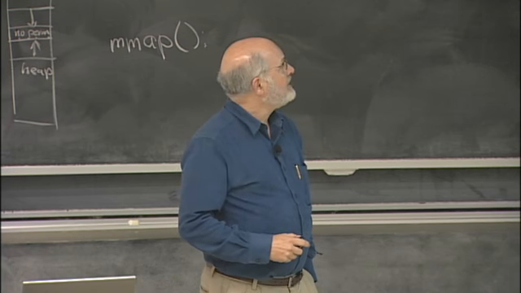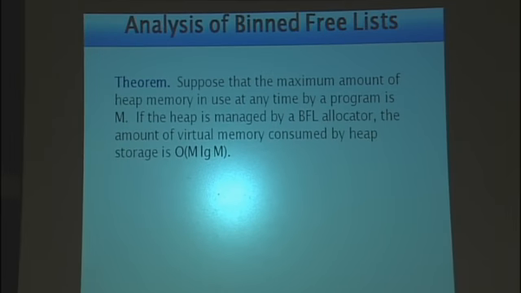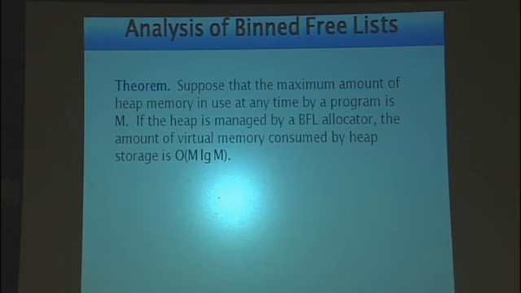Okay, so how do we do that? The first thing is that bin-free list turns out to do a really good job of using relatively little memory. Suppose that the user program is using at most M memory at any point during the execution. Maybe allocating, maybe freeing, but if I took the high watermark of everything that he says that he needs, we call that M. Then it turns out that if you use a bin-free list allocator, the amount of virtual memory consumed is at most order M log M.